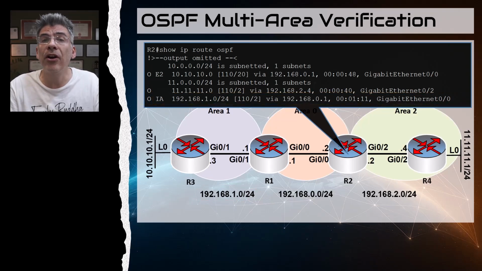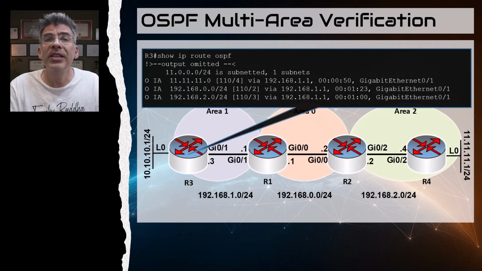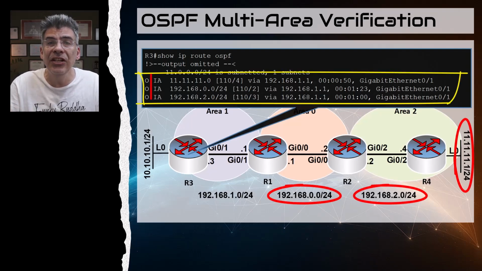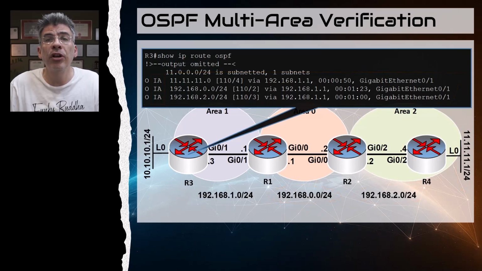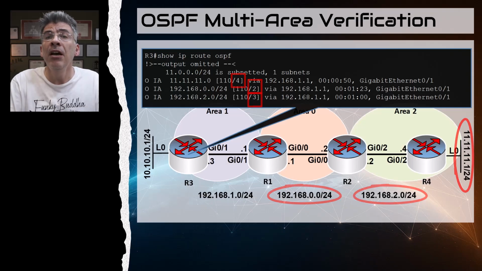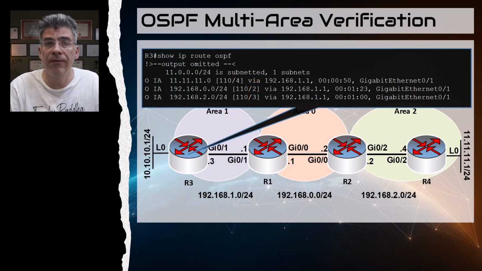Now let's look at R3. Here we see this network, and this network, all appearing as inter-area routes. This is correct, since these routes exist in other areas, but none of them are external routes. You can also see the costs here are as expected, a cost of 2, 3, and 4 to reach each of these networks. Finally, let's take a look at R4.